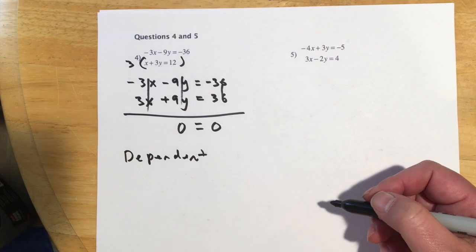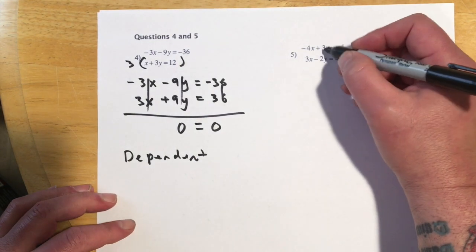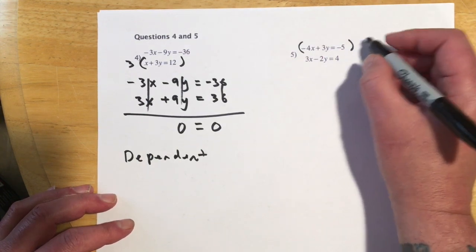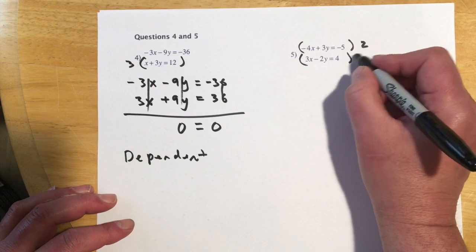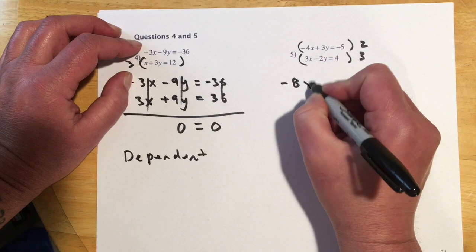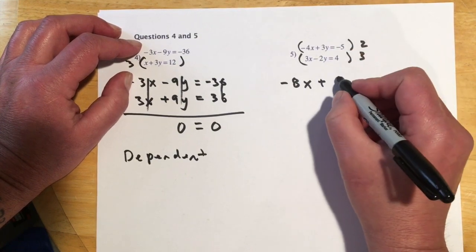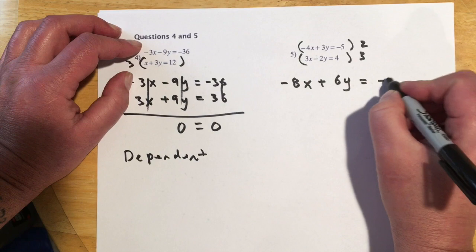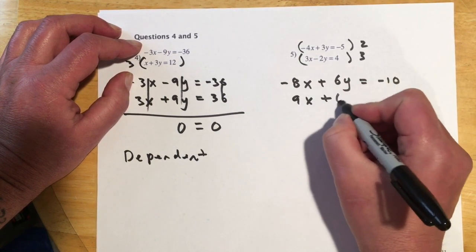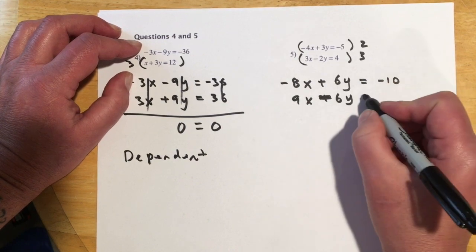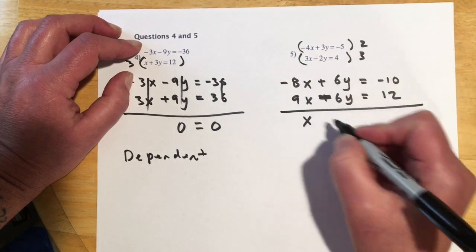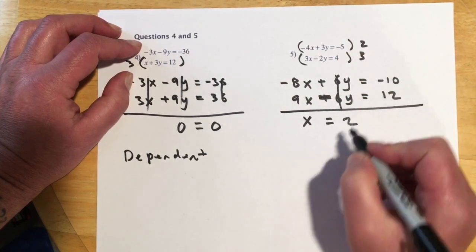And then for this one, I could either make these 12 or these 6. So I think I'll make these 6 just because of smaller numbers. So I'm going to do this by 2, and I'm going to do this by 3, and I already have opposite signs. So 2 times negative 4, negative 8, plus 2 times 3 is 6y, equals negative 10, and then do the same idea here with the 3. So 9x plus 6y, minus 6y, equals 3 times 4, 12. And then that's going to just leave an x, those drop out, and that equals 2.